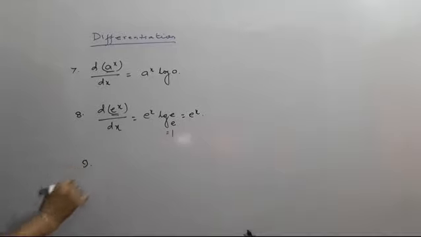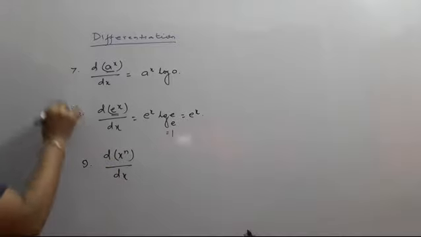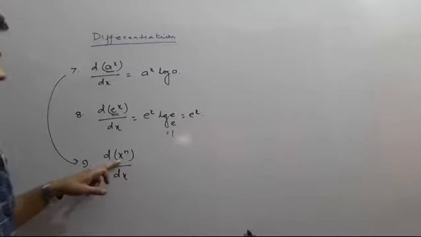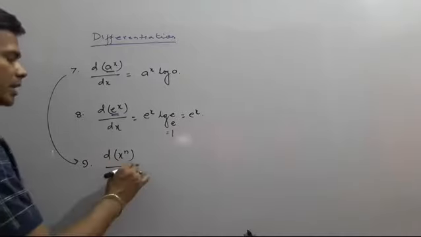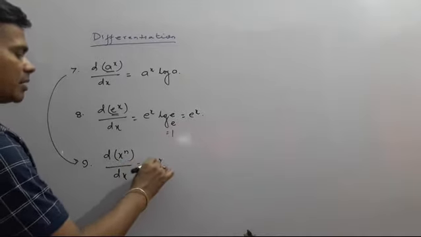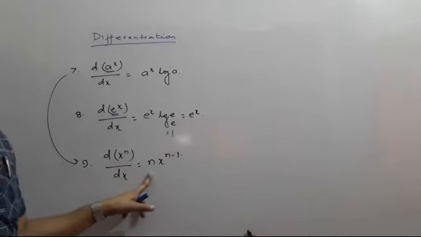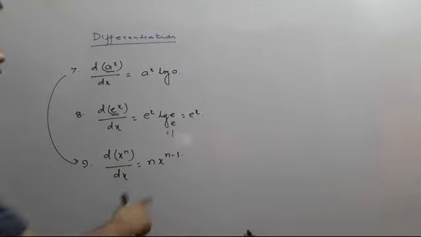Next, differentiation of x to the power n dx. You just compare these two formulas. Here the base is constant and power is variable, but in this case the base is variable and power is constant. Then in this case you will have to write n x to the power n minus 1. It means the constant you first have to write, and the power of x is reduced by 1. So x to the power n minus 1.